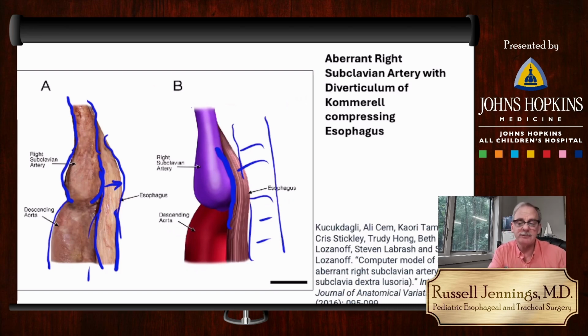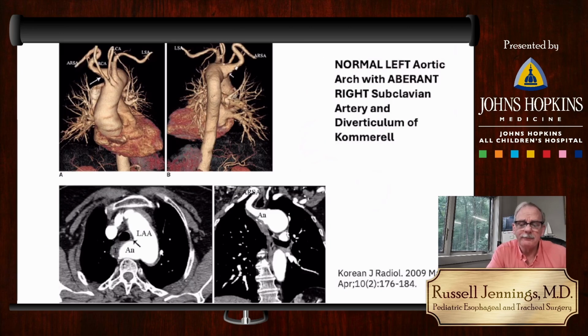There's only so much space in the mediastinum, and when the diverticulum of Kommerell expands, it pushes on the surrounding structures, including the esophagus and the airway. This is an adult with an angiogram who has a left aortic arch, which is normal side, and has an aberrant right subclavian artery. From the front, you can see the ascending aorta and the branches, and what we can see in the back is this dilated segment going up to the aberrant right subclavian artery.